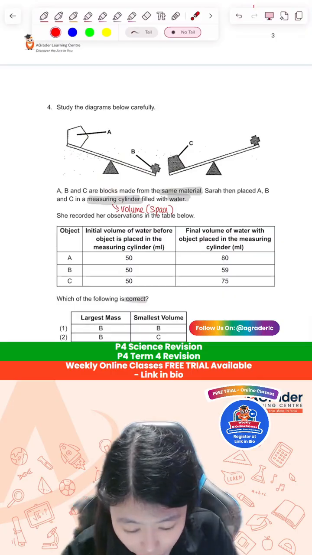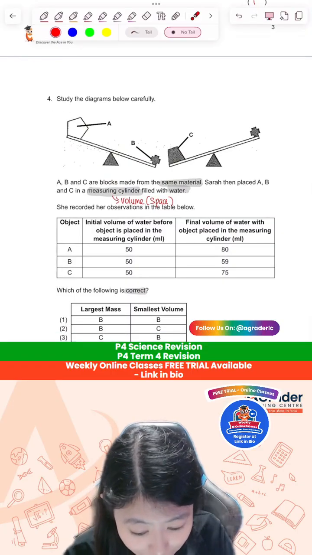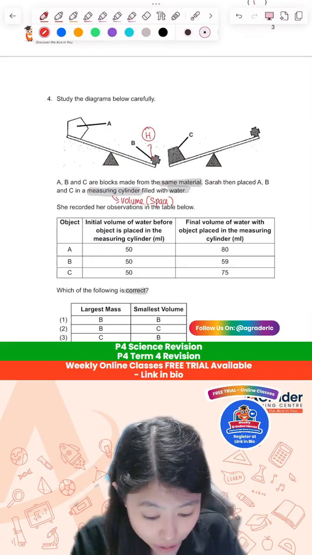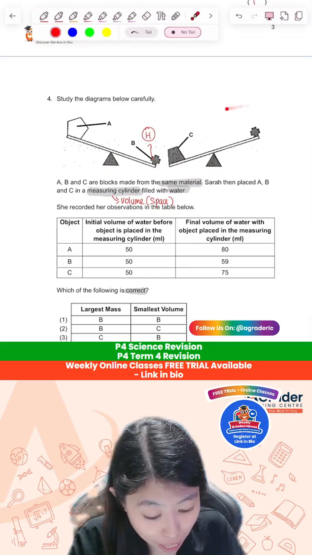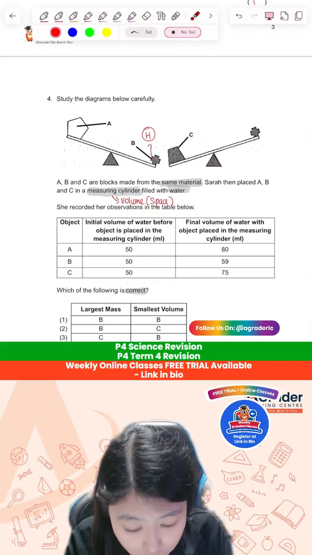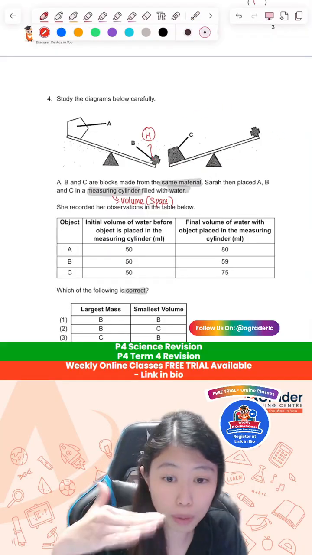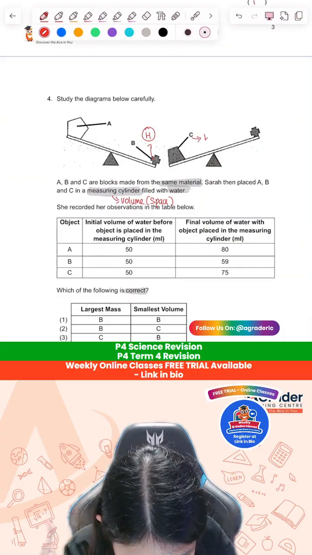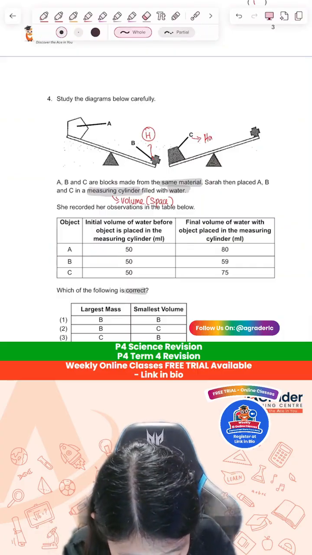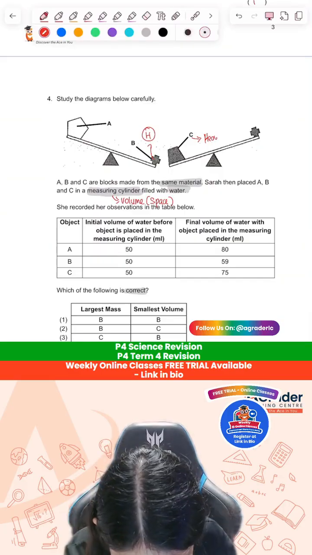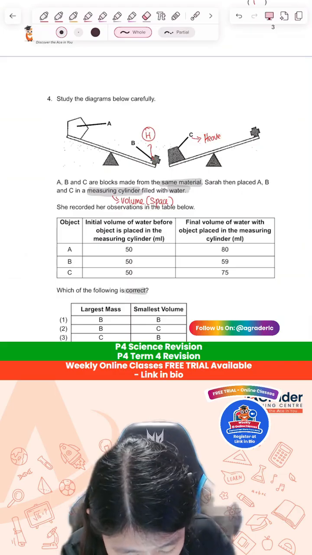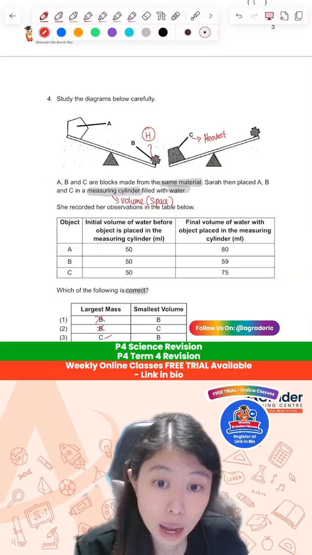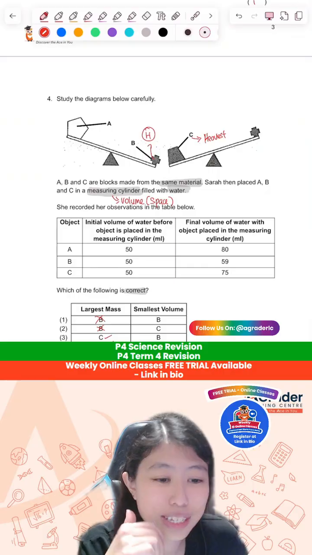Why is it C? Because you can see that although B is heavier at the start, based on the first diagram, H means heavier. B is heavier, right? But when the person uses B and compares it with C, C goes down. The one at the bottom of your balance is always the one that's heavier. So C is actually the heaviest, based on the second diagram. Heaviest means that it has the largest mass. B doesn't have the largest mass. Thank you for all your answers.